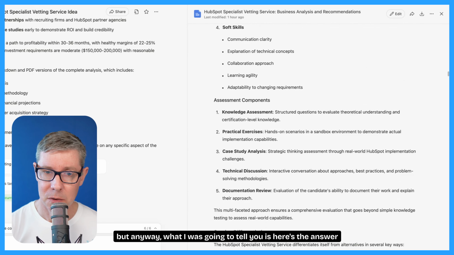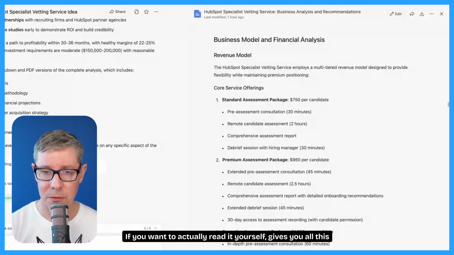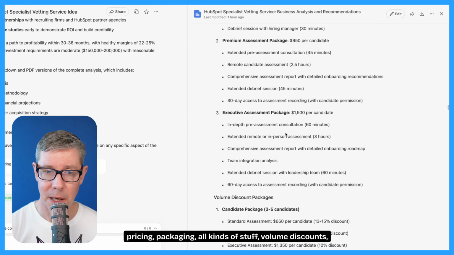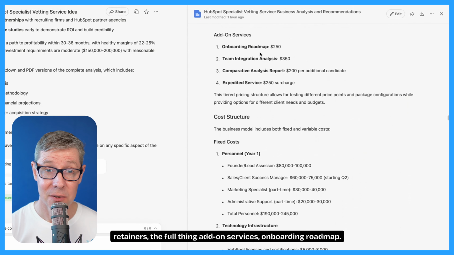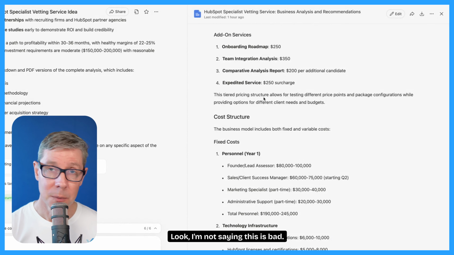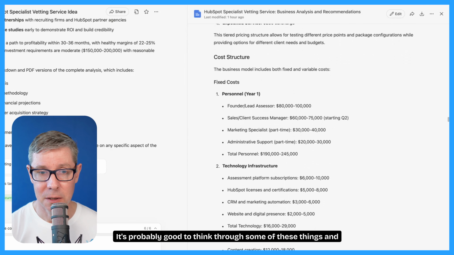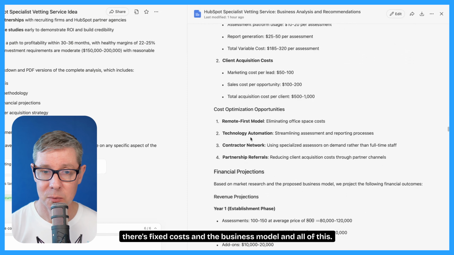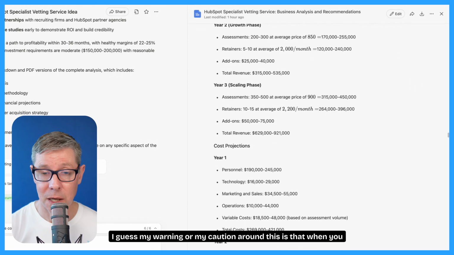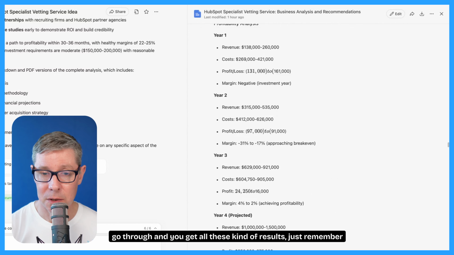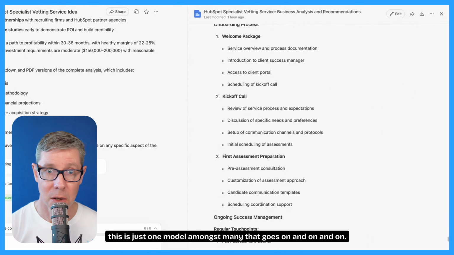But anyway, what I was going to tell you is, here's the answer, look just how it goes on. I'll make this available if you want to actually read it yourself. Gives you all this pricing, packaging, all kinds of stuff, volume discounts, retainers, the full thing, add-on services, onboarding roadmap. Look, I'm not saying this is bad. It's probably good to think through some of these things, and there's fixed costs and the business model and all of this. I guess my caution around this is that when you get all these results, just remember this is just one model amongst many. It goes on and on and on.